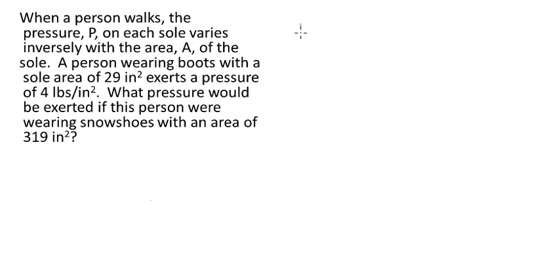Our first variable, P. Our verb is varies, so that's equal. We know we have to use K, constant of variation. And then it's inversely. We know that inversely means that we need to use division, and in this case it varies inversely with A, the area.